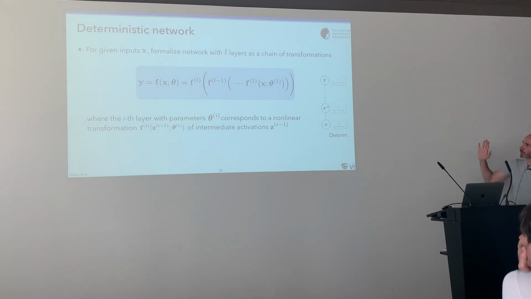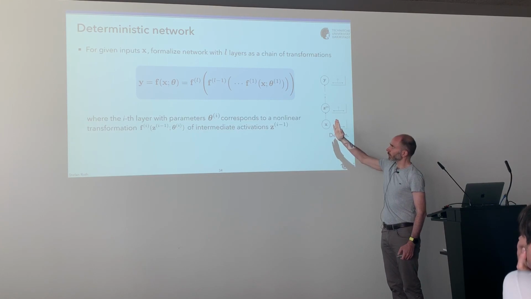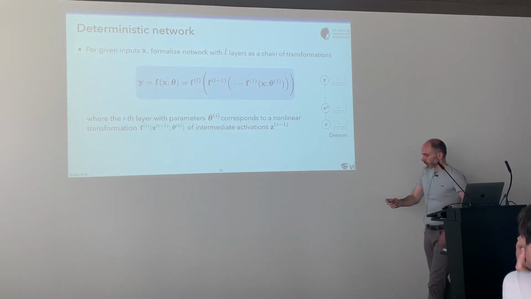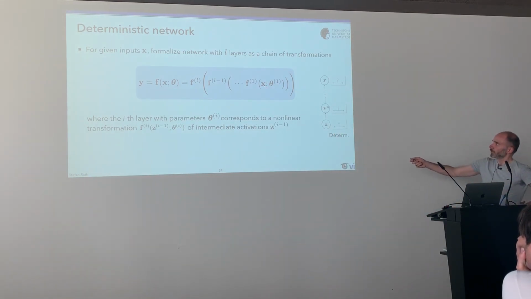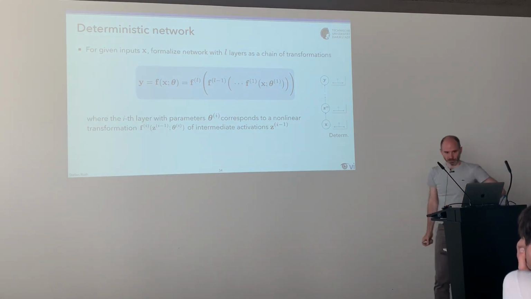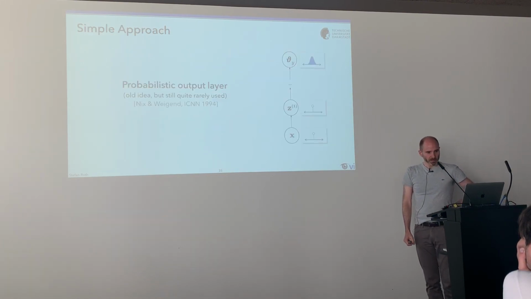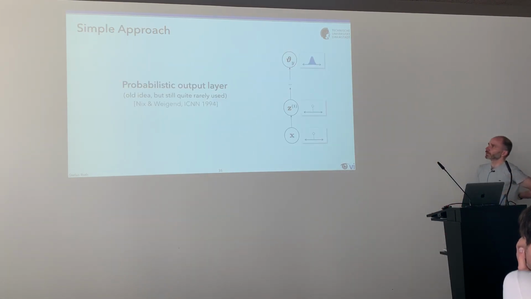Okay, so first notation. Recall that I defined the network earlier as basically a series of transformations. I take the input in, I feed it into my first nonlinear layer that has some parameters, and then I continue all the way to the last layer L, and then I get my output. In the normal deterministic regression setting, everything from the input to the output is deterministic. It's a point estimate.